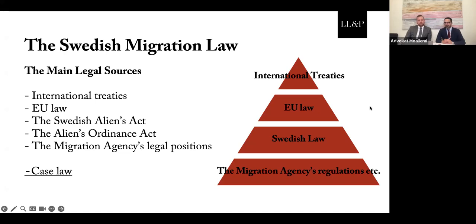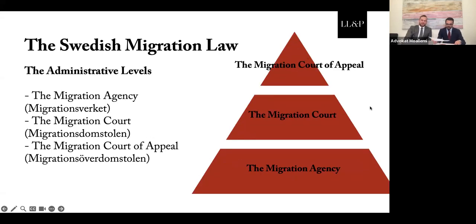When you read all of this law, then someone has to interpret it, and that is the migration agency, but it's also the courts in Sweden. That's what we call case law, because not everything is written in the law itself, because the law develops in the different courts. And here you have a picture of the administrative levels, the different courts in Sweden.